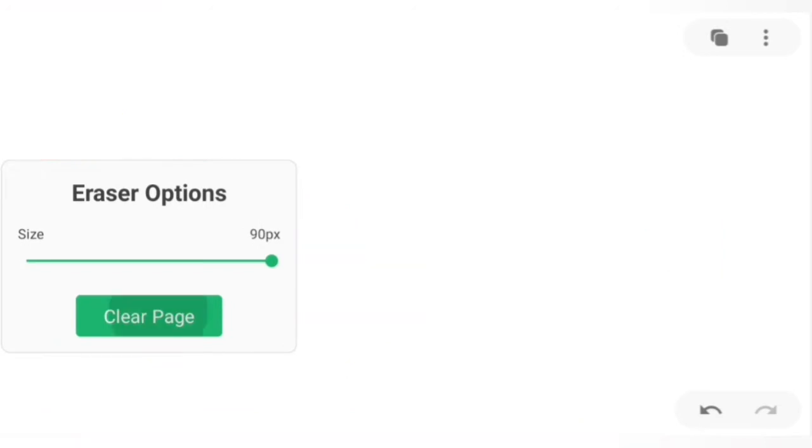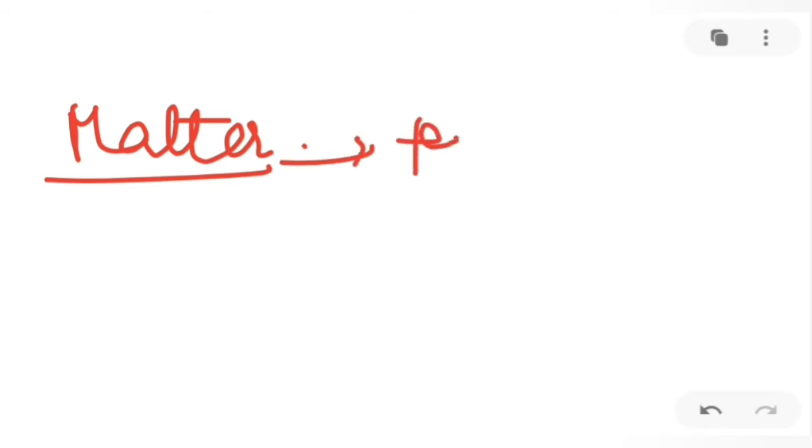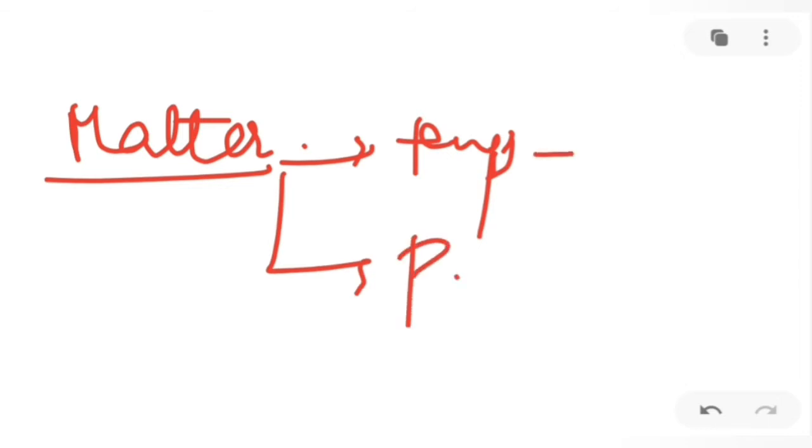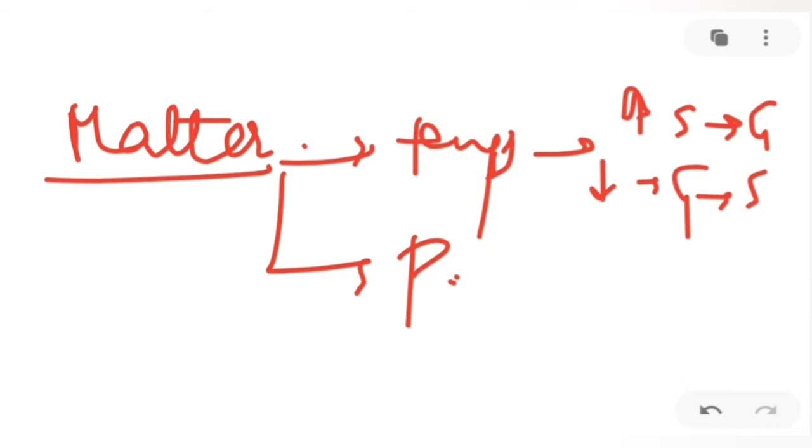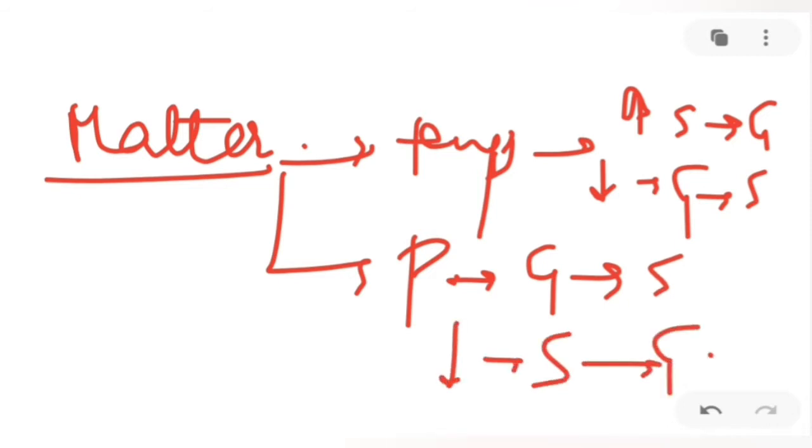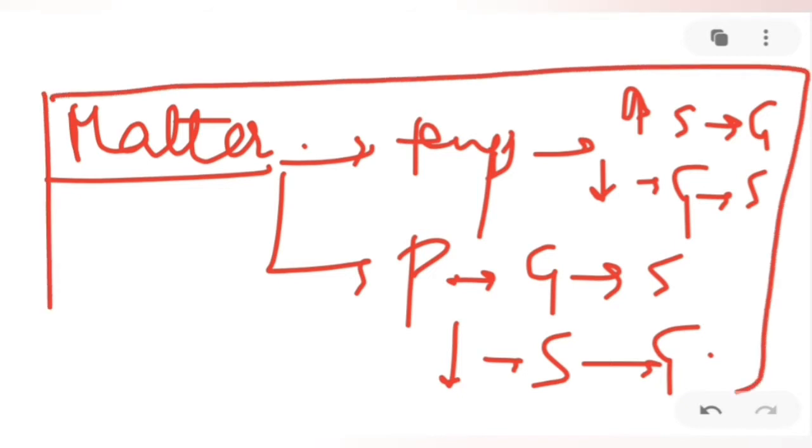So matter can be changed into different states on the basis of two processes, that is, first temperature and second pressure. On increasing the temperature, solid is being converted to gas. On decreasing temperature, gas is being converted into solid. On increasing pressure, gas is being converted into solid, and on decreasing pressure, solid is being converted into gas. So this is what we have to study here.